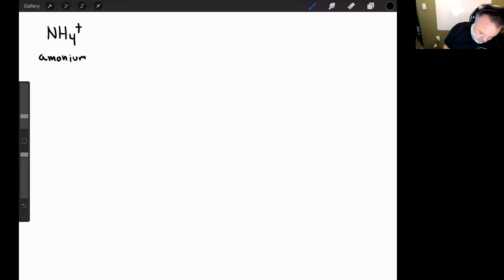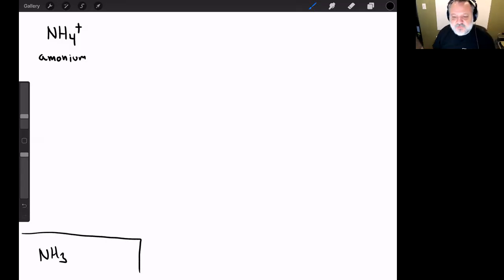By the way, what's the name of NH3? Neutral, no charge. Do you know this one? This is just an aside. This is not a polyatomic ion. What's the name of this? The polyatomic ion NH4+ is ammonium. What do you think the formula NH3 is called? No charge.